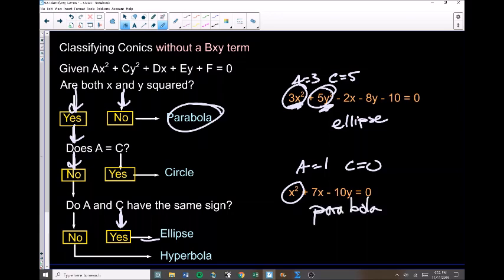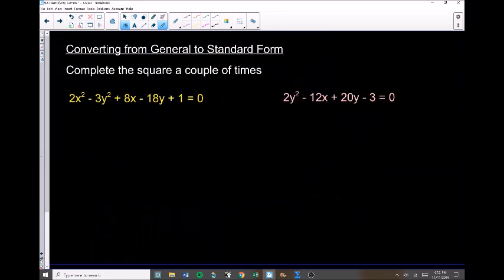Now, again, we could still do the b squared minus 4ac stuff. That never goes away. So if all you want to do is just get this thing on lock and use it over and over and over, sweet, go for it. But this flowchart can be pretty nice. All right, now we're going to convert from general form to standard form.